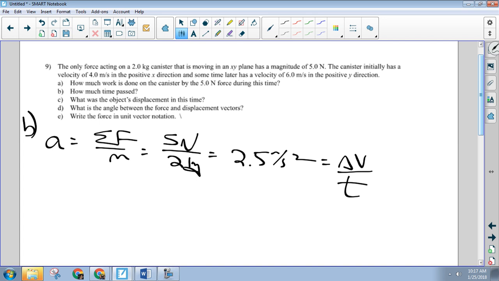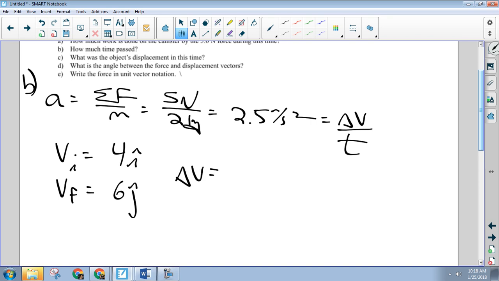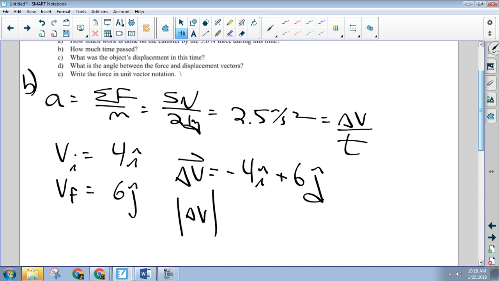Okay, so if anybody's not following that, here's the deal. This got erased somehow because my smartboard got dumb on me, but my vi is 4i meters a second. My vf is 6j meters a second. So my delta v is vf minus vi. So negative 4i plus 6j, right? That's vf minus vi, right? And then what Margaret is saying is now we can find the magnitude of that, right? So this is our vector. The magnitude of our change in velocity, you guys okay with this notation for magnitude?